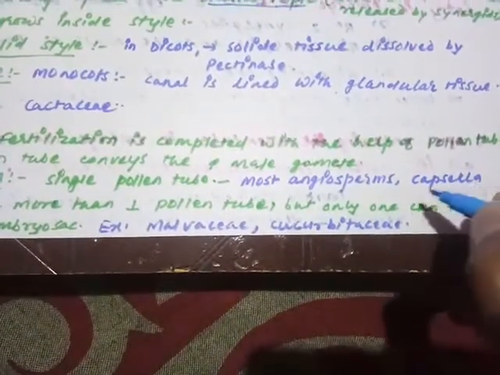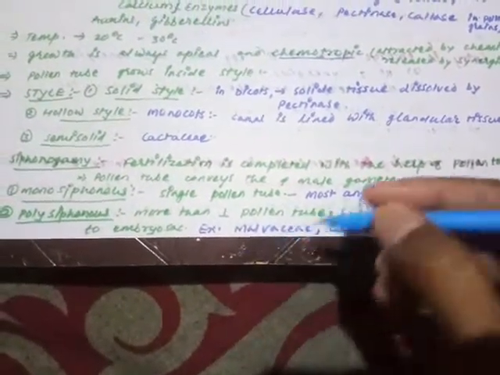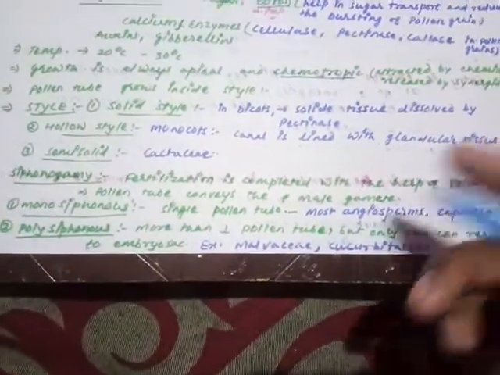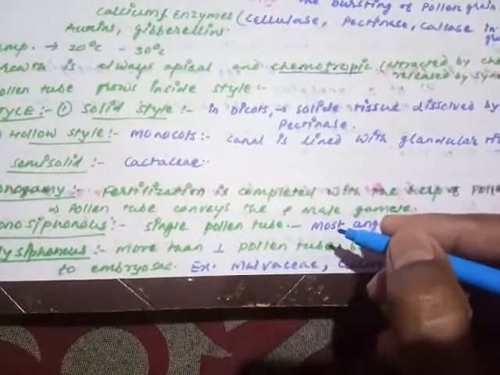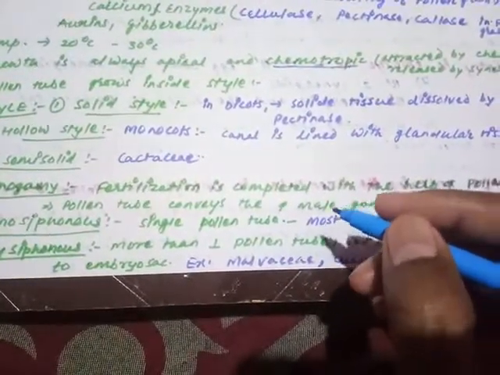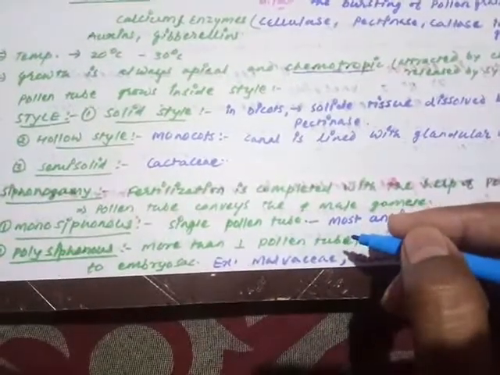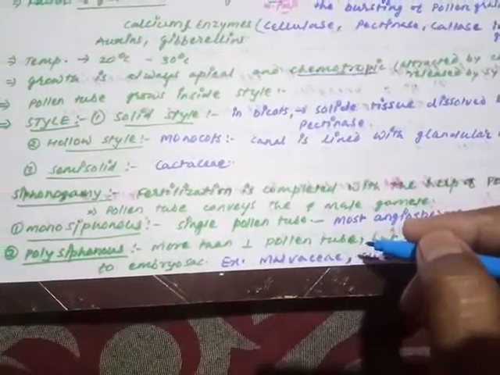We always study the complete embryonic development in Capsella, because the complete embryonic development was studied there only. The Capsella model is the ideal model for embryonic development. Now the next type of siphonogamy is called polysiphonous. Polysiphonous, if more than one pollen tube is being grown there, that is called polysiphonous. So if a single pollen tube is there, that is called monosiphonous. If more than one pollen tube is there, then it is called polysiphonous.